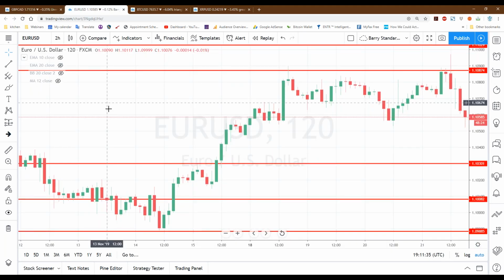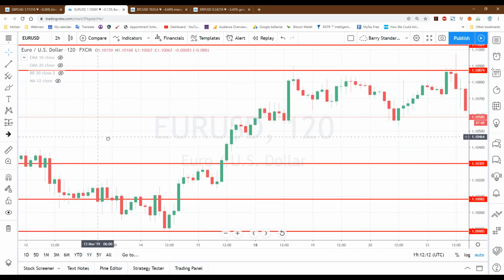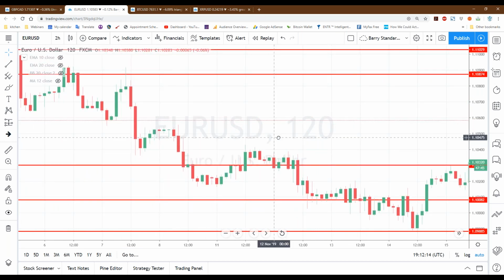Okay, now this is my teaching chart. It's the Euro US dollar, and right now I have it set on a 3-hour chart. Now you see all these red lines? Those red lines are levels of support and resistance that I defined months ago, because the only ones that are important to us at the moment are the ones around where price is currently trading. But when we look back at historical charts, we can see where in the past price has had a problem moving up or supporting.